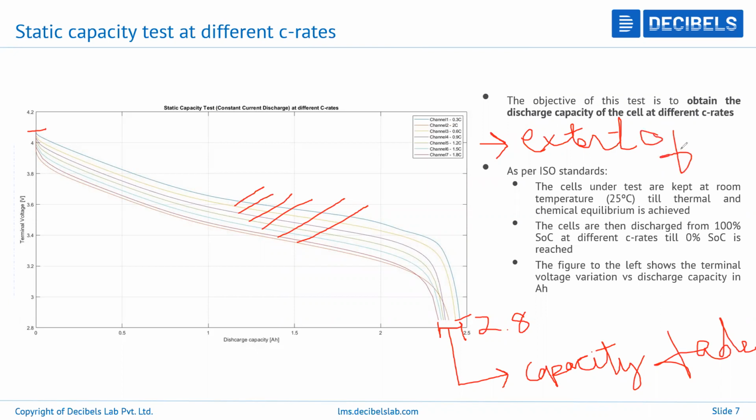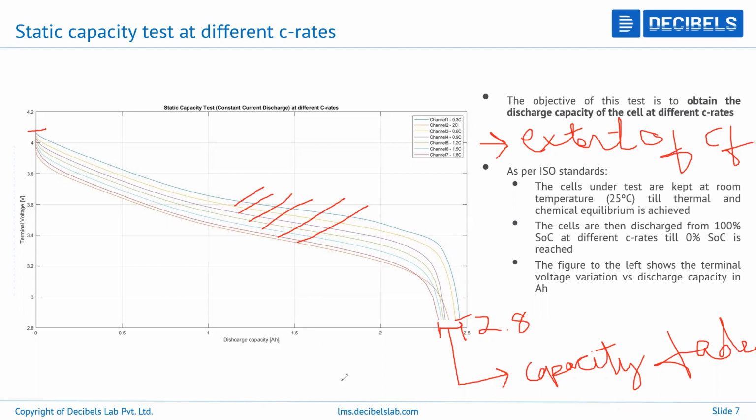So extent of capacity fade. I will just abbreviate that as CF. So CF is capacity fade. So again, as I said, capacity fade is nothing but a phenomenon where the cell is not able to give out its true capacity or is not able to give out its typical capacity because of losses that take place at higher current rates. So higher the amount of current being drawn, higher the amount of losses taking place within the cell.